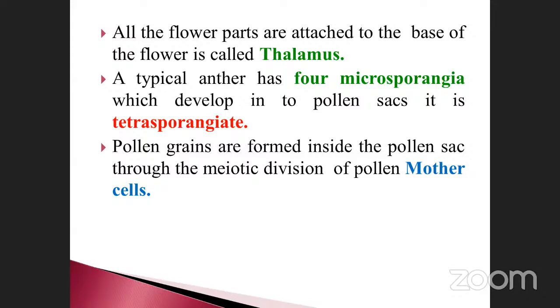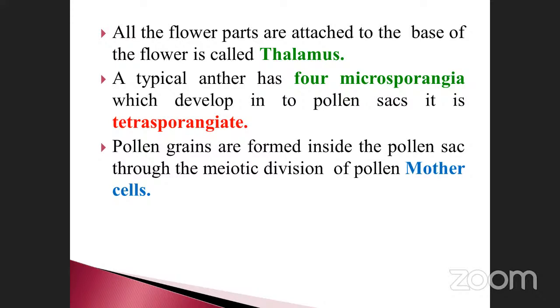A typical anther has 4 microsporangia. Already told you, the typical anther has 4 microsporangia which develop into pollen sacs. If it contains 4 microsporangia, it is called tetrasporangiate. Suppose it is 2, it is bisporangiate; 1 means monosporangiate. Okay, this is very, very important. They may ask the question: in a typical anther, how many microsporangia are present? 4 sporangia. That's why it is called tetrasporangiate in nature.